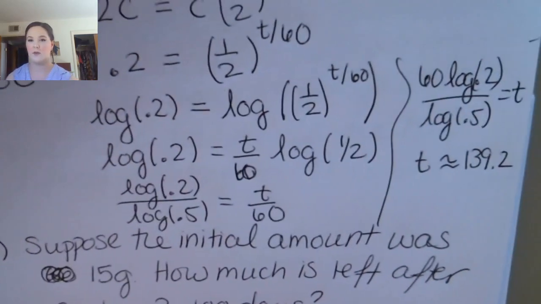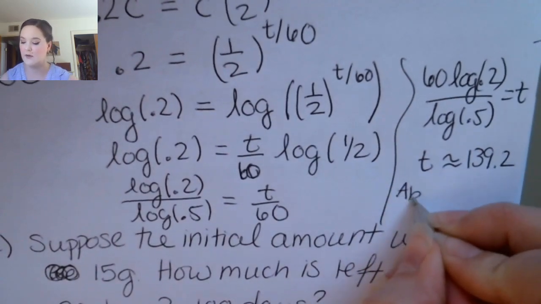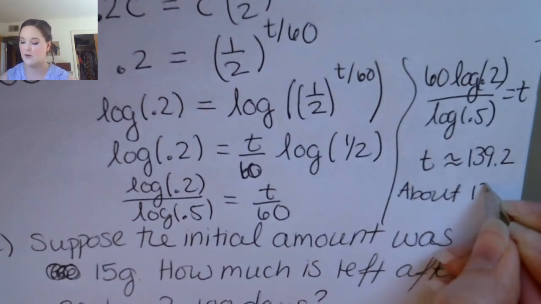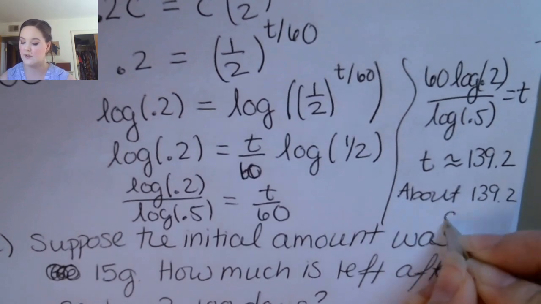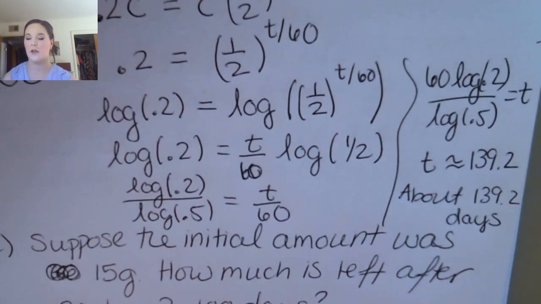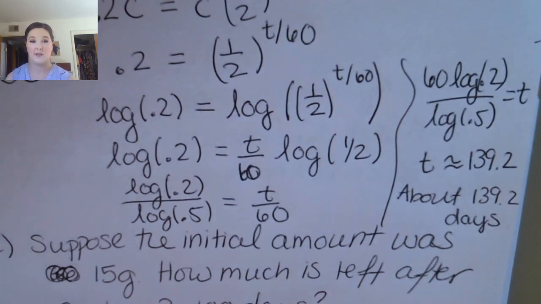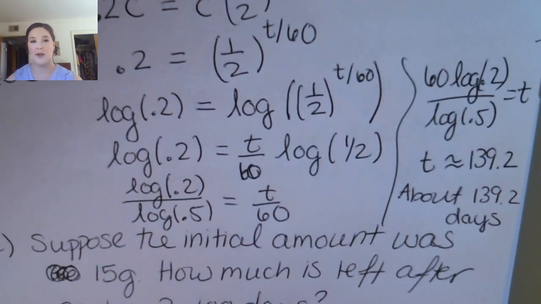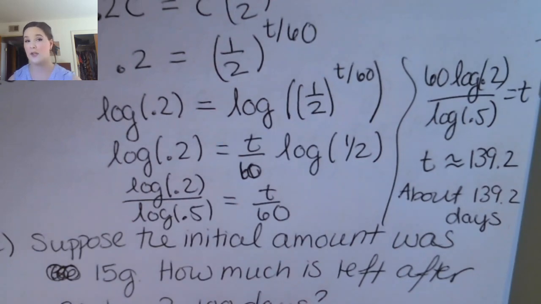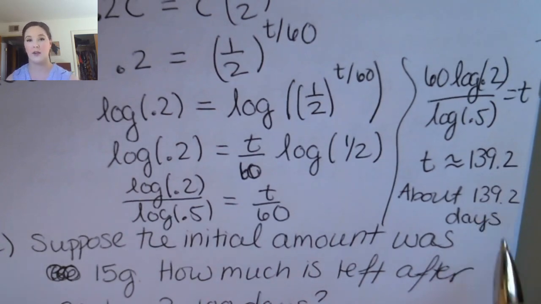All right, so we would just say about 139.2 days. All right, that actually makes sense. If you think about it, you would have 50% after 60 days. So after 120 days, you would have 25%, right? Because the amount halves again. And then after a little bit longer, right, then you would have 20%.